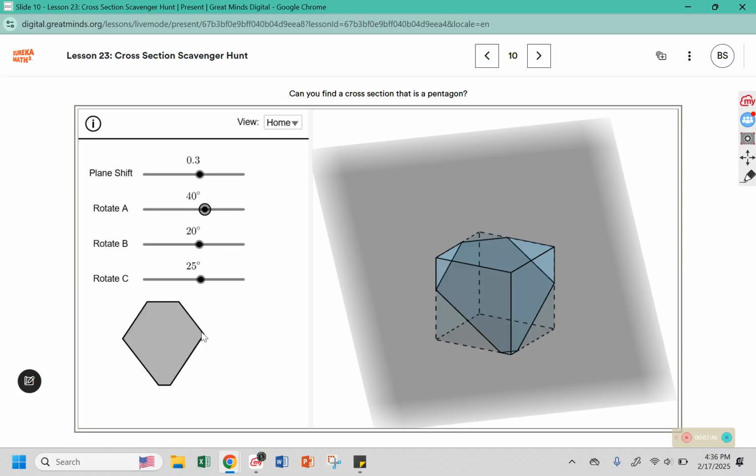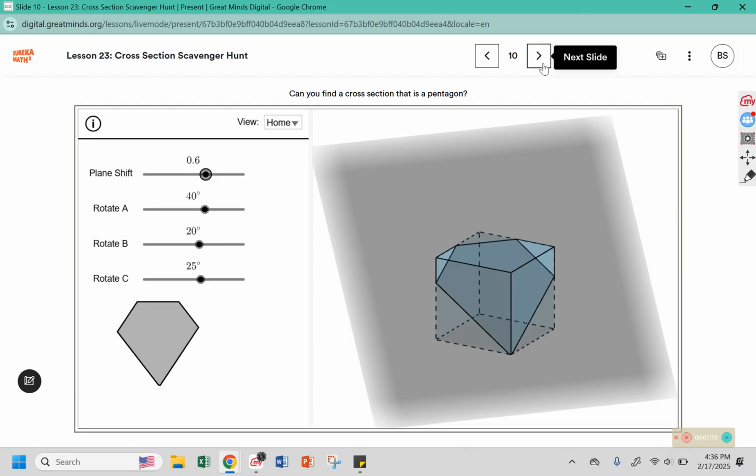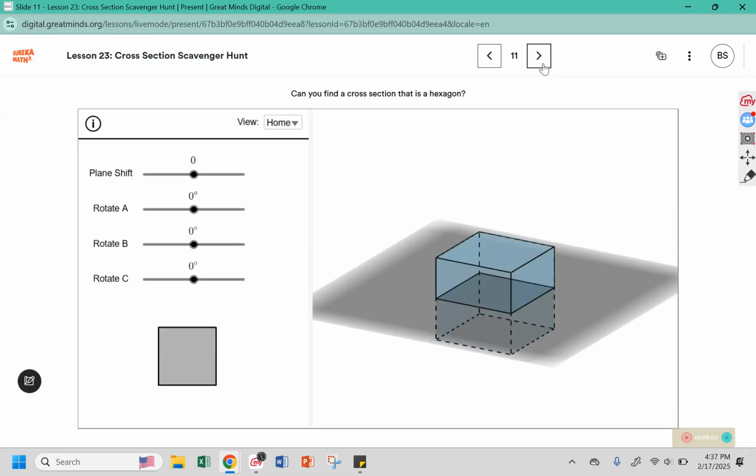One, two, three, four, five, six. Let's see if I shift it out. One, two, three, four, five. So that creates that pentagon. Can you find a cross section that is a hexagon?